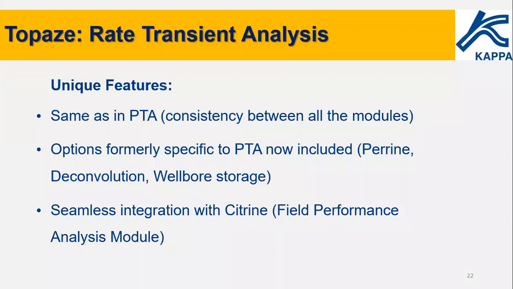And again, seamless integration with Citrine, with the field performance analysis module. Whenever we are doing the field performance analysis, where we have thousands and thousands of wells and we want to interpret which well is our star performer and from which well we are getting a lot of water production, we try to integrate it with Topaz, do the analysis in Topaz and take the same project back to Citrine.